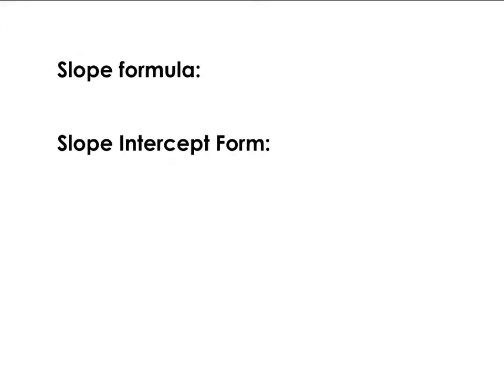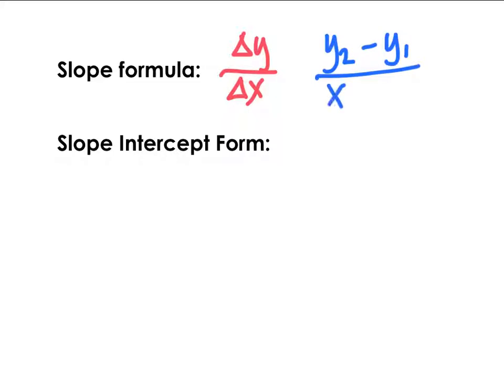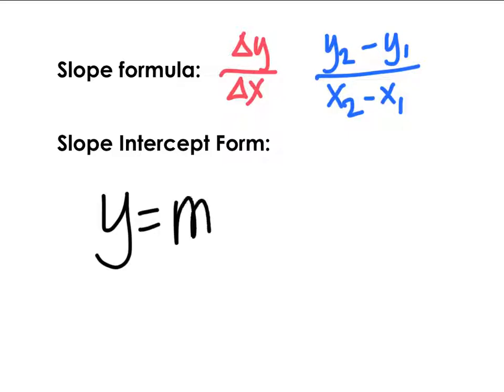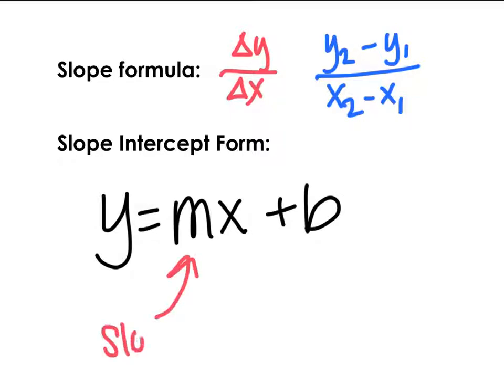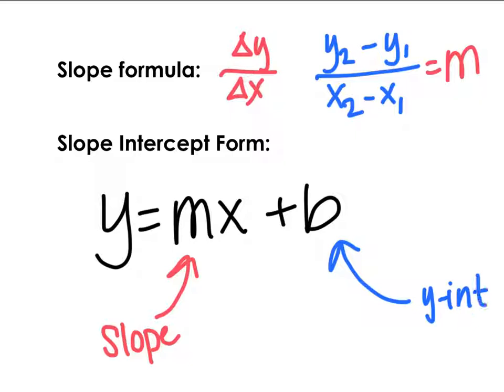Before we start, we should review a couple formulas. Our slope formula, remember, was change in y over change in x. So the formula for this was y2 minus y1 over x2 minus x1. Our slope-intercept form is y equals mx plus b, where m is my slope and b is my y-intercept, so where my graph touches the y-axis.